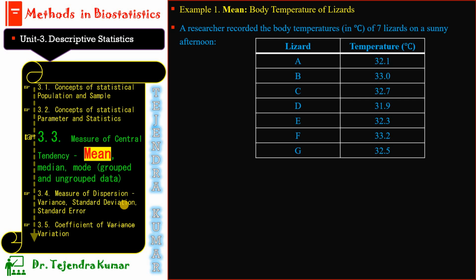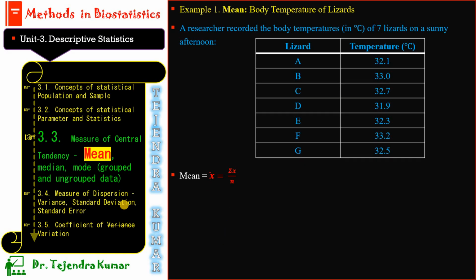First example is taken for mean. Here is the body temperature of lizards. So a researcher recorded the body temperature in degrees centigrade of 7 lizards on a sunny afternoon. So lizards A, B, C, D, E, F, G, and the temperature is given before that.